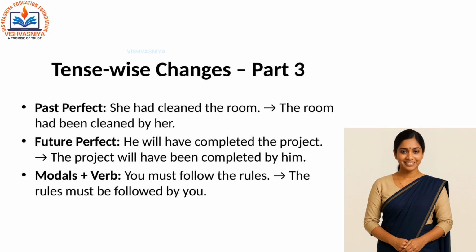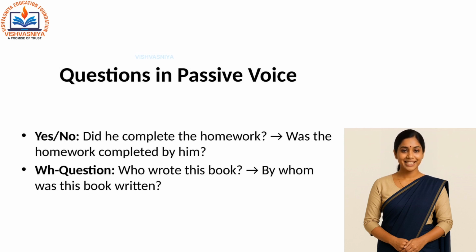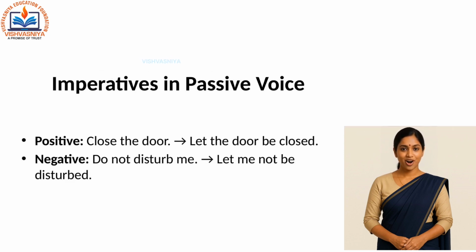In perfect tenses, we use have been or had been. For example, they have finished the task becomes the task has been finished by them. In questions, simply move the object forward. For example, did he complete the homework becomes was the homework completed by him. Imperatives also have a passive form. Close the door becomes let the door be closed.